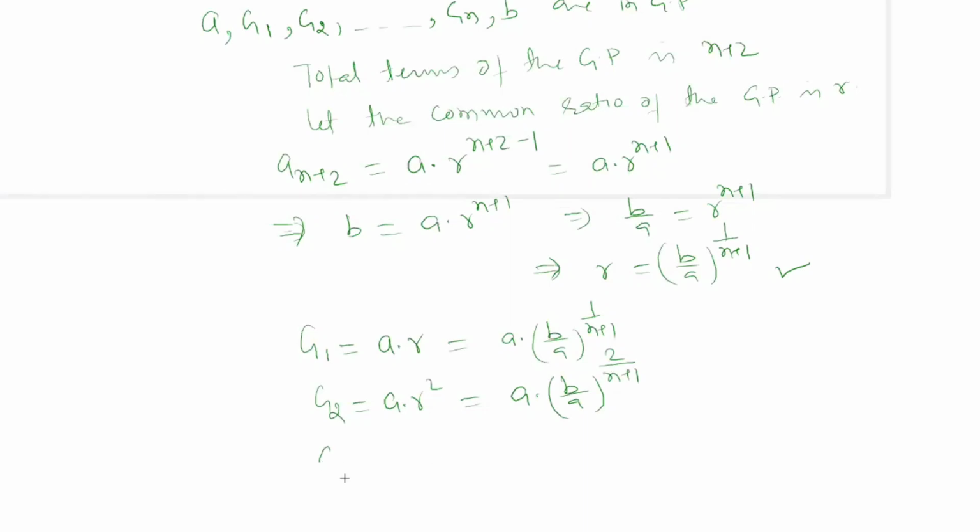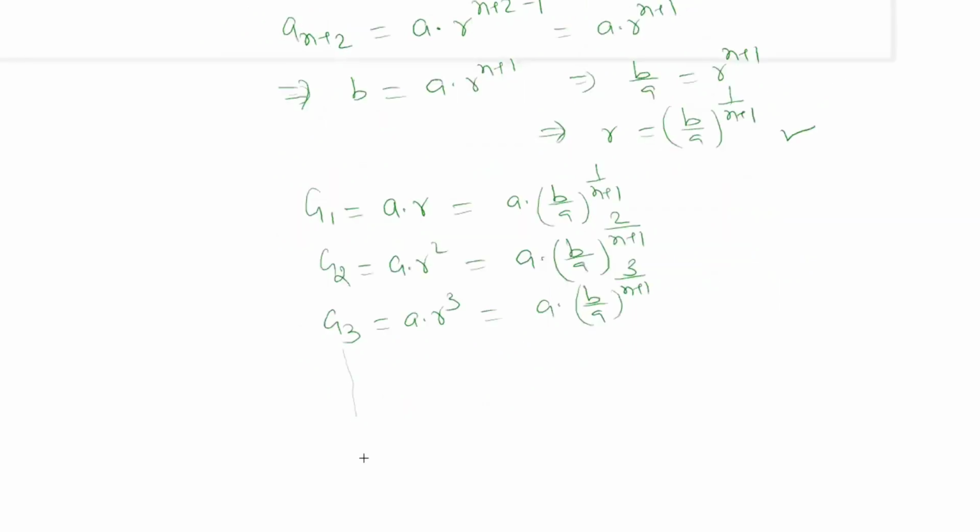And G3, again, I'm writing the third one, and then I'll write the nth one. G3 is a into b by a to the power 3 by n plus 1. In the similar manner, if I keep going, I will find Gn is a into r to the power n, and that should be equal to a into b by a to the power n upon n plus 1. So these are my n geometric means.